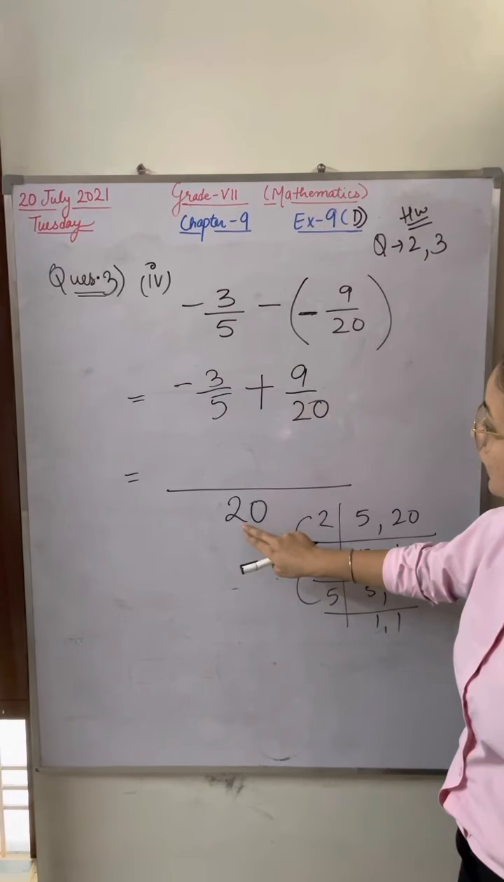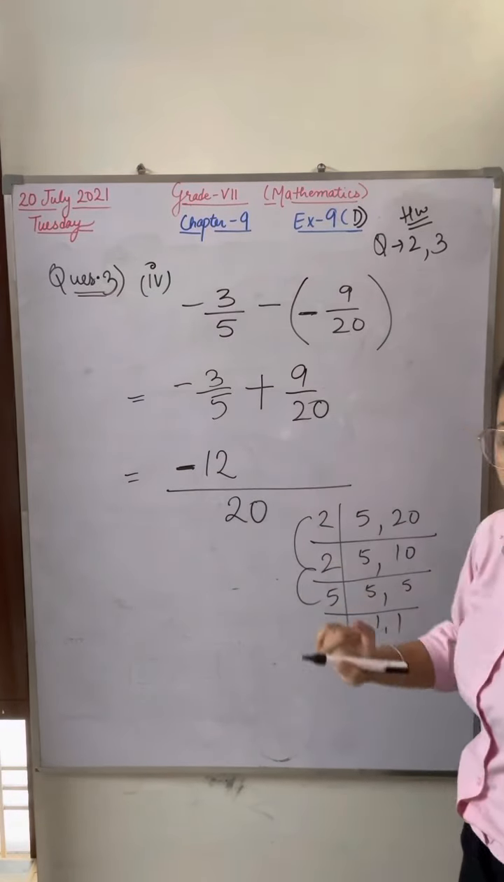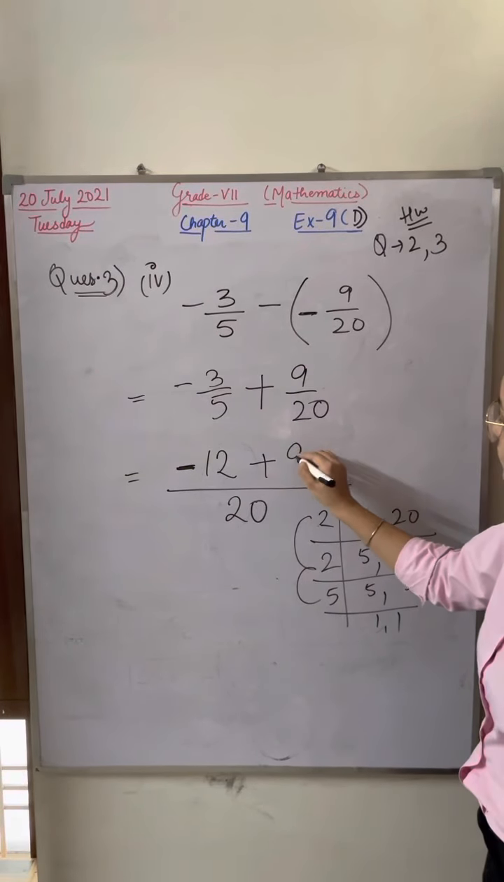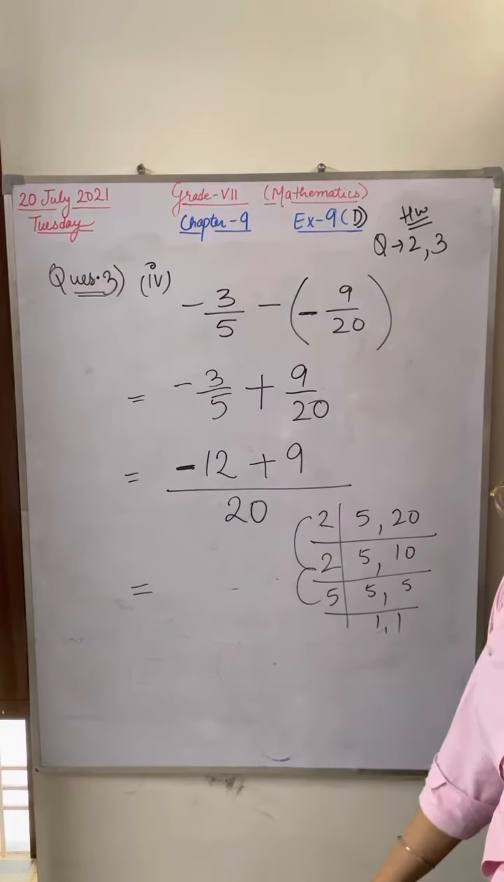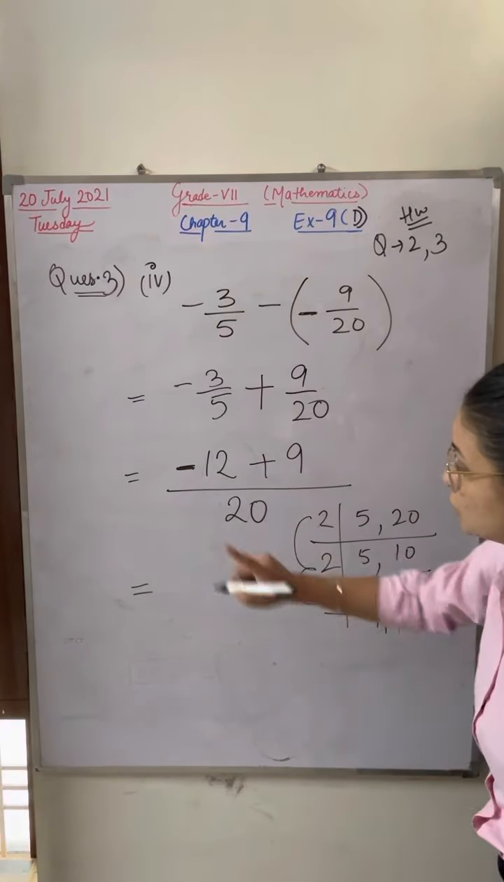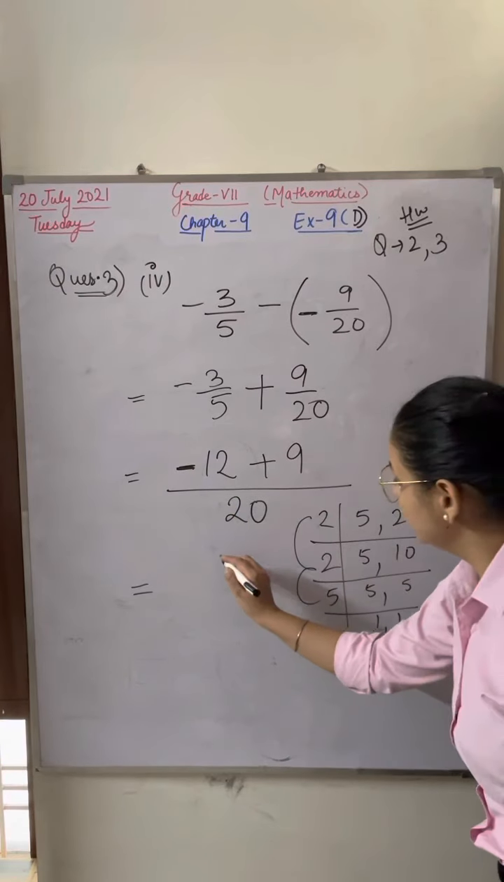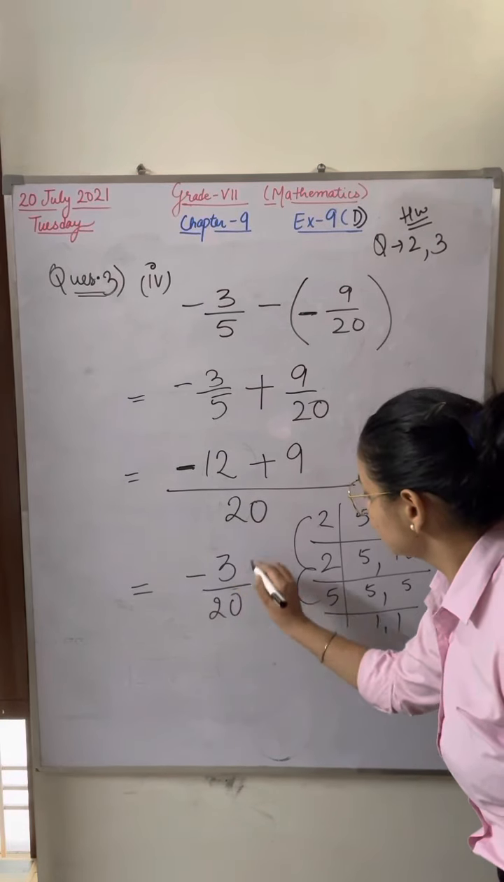Now 5 4s are 20, 4 3s are 12, but it will be minus because the minus sign is here. Now 20 1s are 20 and 1 into 9, 9. Now 12 minus 9. Tell me the sign also. Which sign will come? Rushil, very good. Hazel, Tanisha, Shaurya, Saloni, Ayan, very good. 12 minus 9 is 3 and the sign will be of the bigger one, that is minus 3 upon 20. This is your answer.